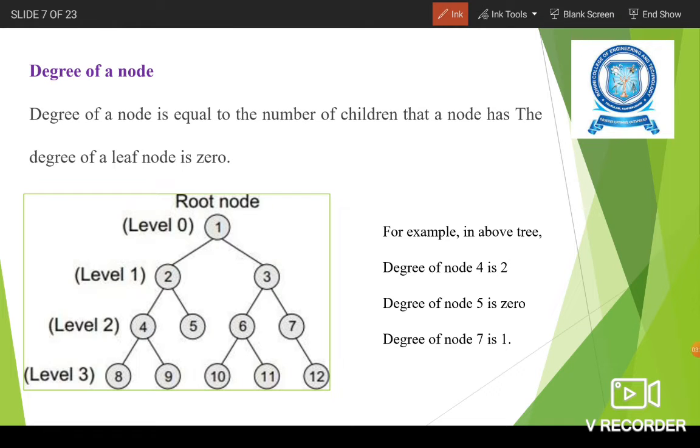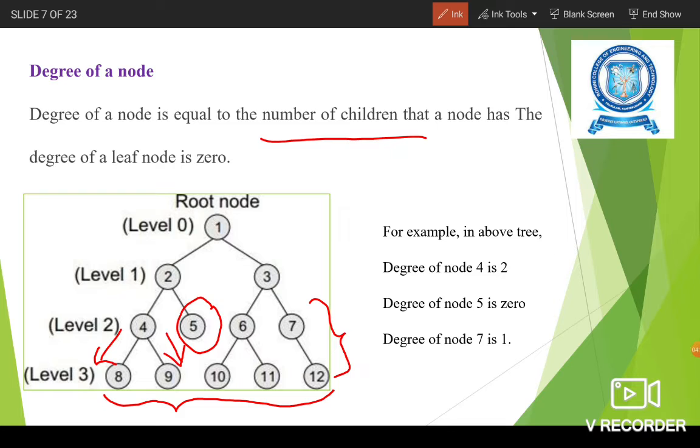Degree of a node. Degree of a node is equal to the number of children that a node has. Always the degree of a leaf node is 0. From this example, you can know about the degree of 4 as 2. Because it is having 2 children, its degree is 2. What about the degree of node 5? It is not having any children, so its degree is 0. And the degree of node 7 is 1.